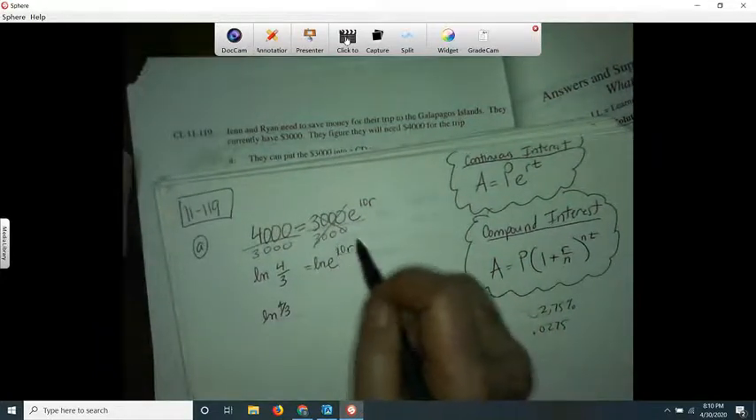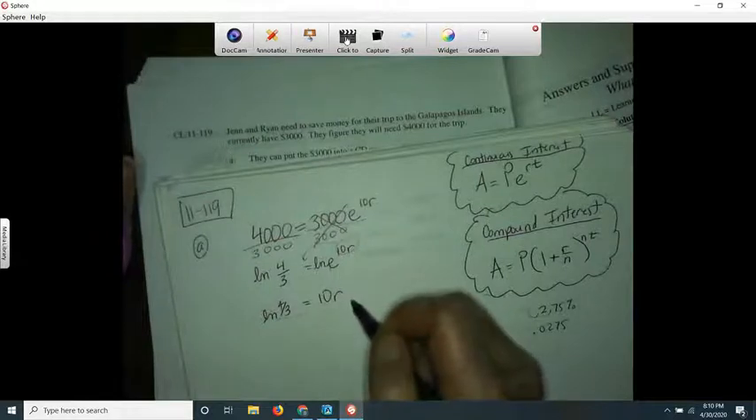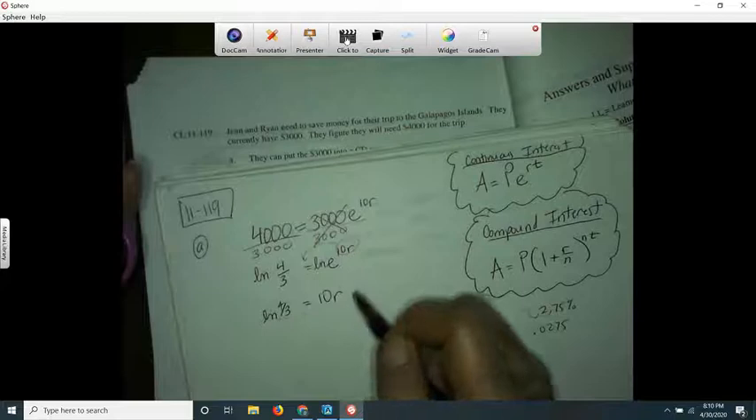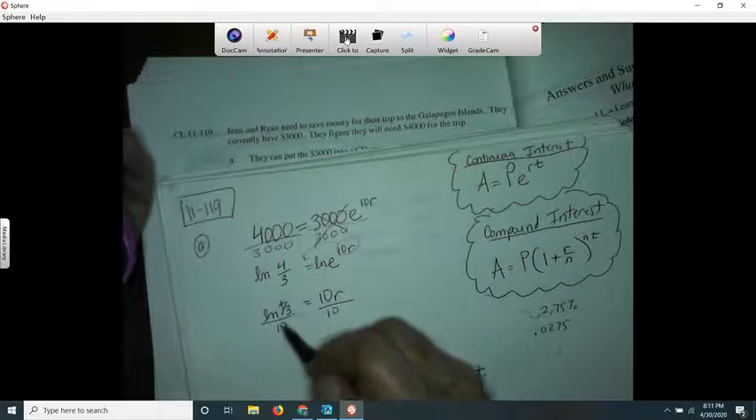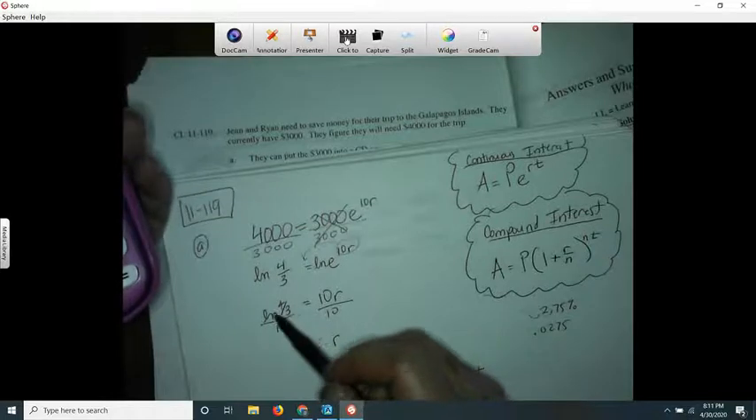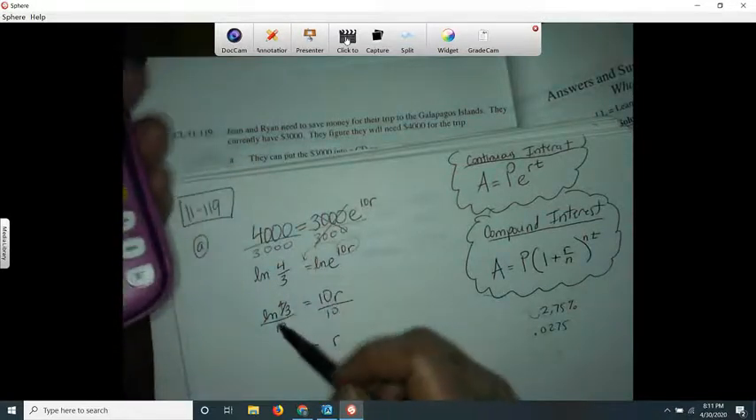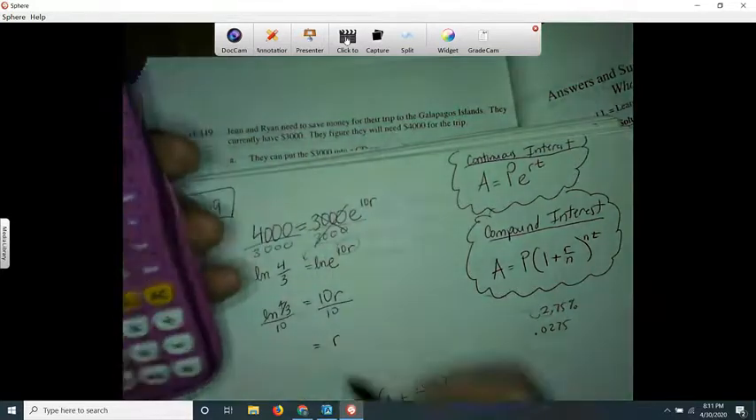That's 1. Okay, so this will come out front, and I'll have 10r times 1, because ln e is 1, but I don't want to write the 1 down there. So I'm getting r by itself, so I want to divide both sides by 10, and then the r is all by itself, and then I just have to ask my calculator, what is ln of 4/3, divided by 10. Okay, so that's our rate.